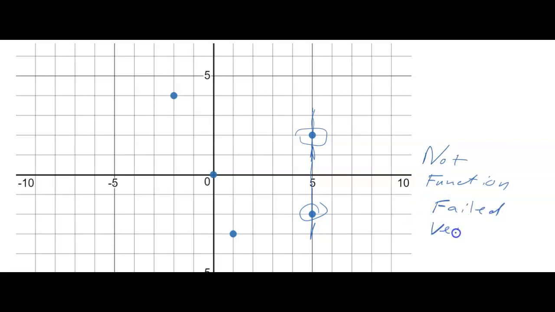So when you have a graph, even if it's not just a graph of points, this is the test you use. Is there any place on this graph that I can draw a vertical line and cross the graph, in this case the points, twice? In this case, yes there is. So if there is, you fail the vertical line test. And I don't think I wrote the word test here.